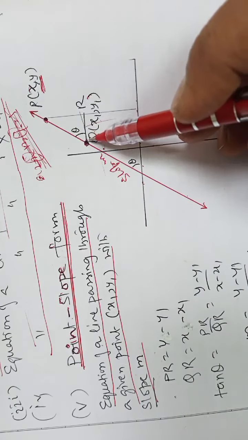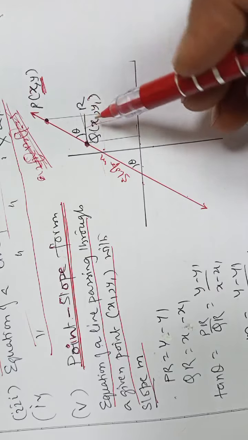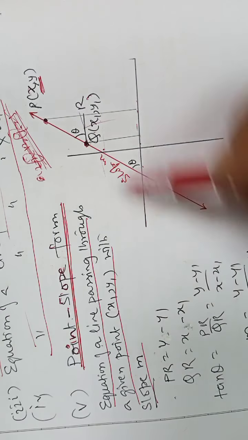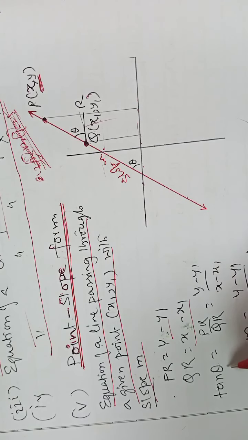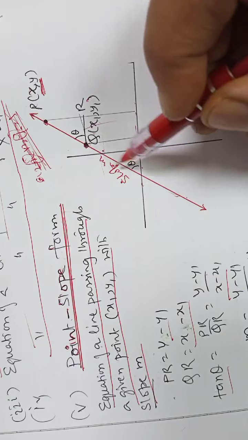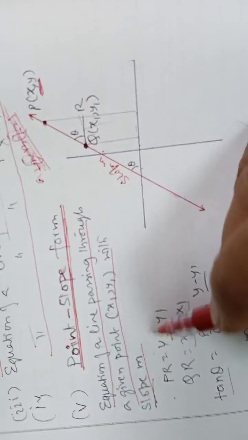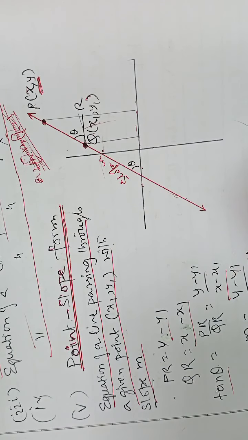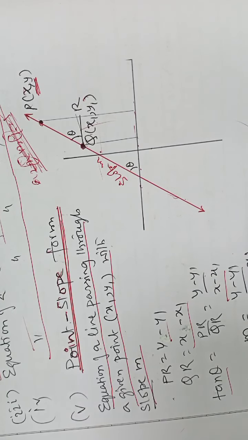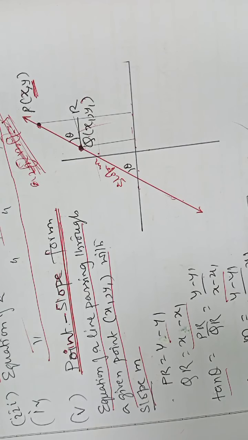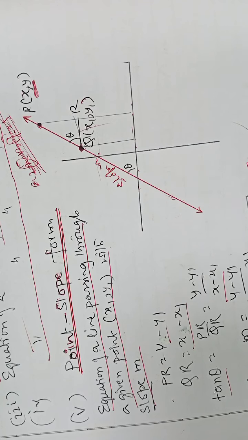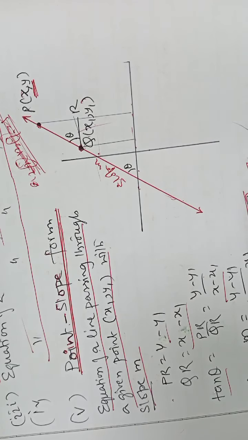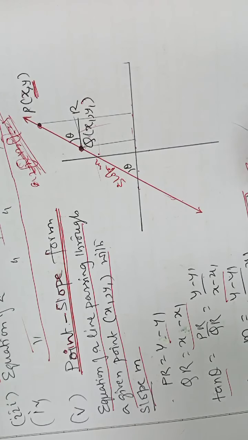Okay, so for a general point, we get the slope. We can find PR and QR, which I already told. Then tan theta we can get, meaning the slope is given, and again the slope is given as m. The slope of this line is given in the formula only. By equating these two, we get y minus y1 is equal to m into x minus x1. This is the very important formula for deriving the equation of a line.